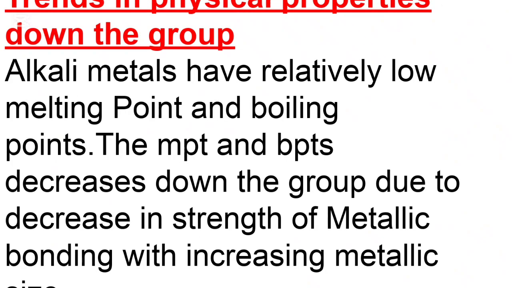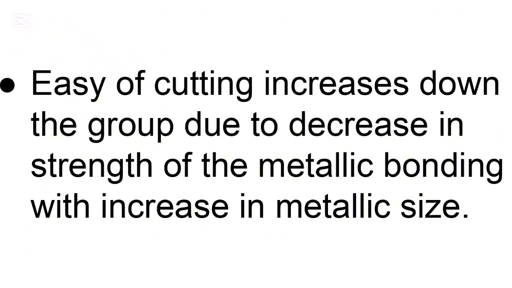Trends in physical properties down the group. Alkali metals have relatively low melting points and boiling points. The melting points and boiling points decrease down the group due to decrease in strength of metallic bonding, which increases with increase in metallic size. Another trend is ease of cutting increases down the group due to the decrease in the strength of metallic bond with increase in metallic size.